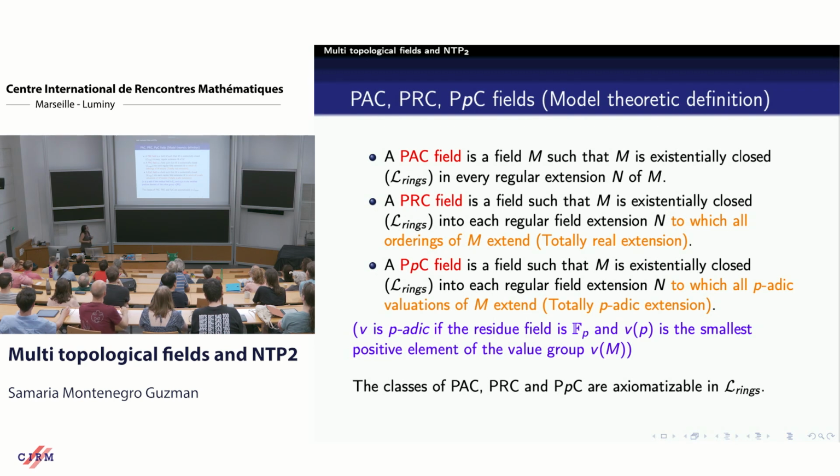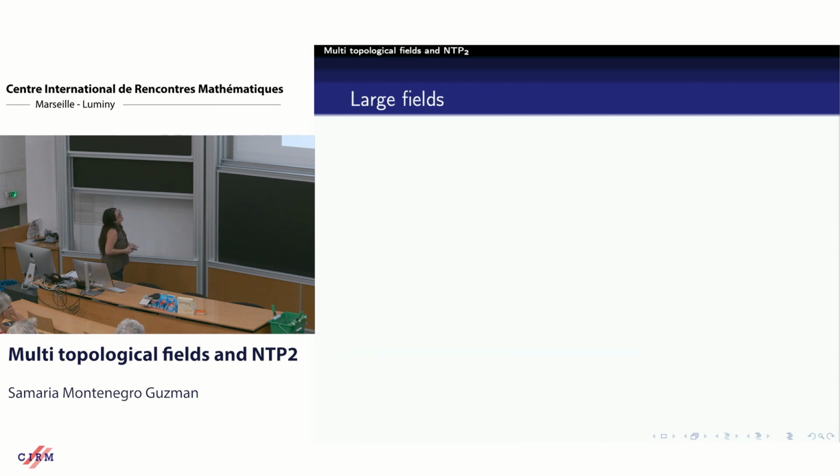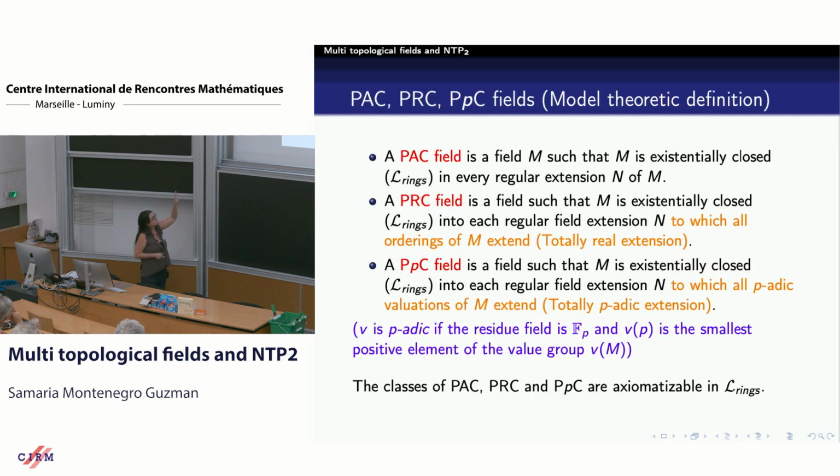So these classes are in fact axiomatizable. It's not completely trivial, it's not trivial at all in the Lancaster rings, okay? So what do we want? We like these fields, and we want to work in this kind of fields and maybe in other different examples in the same context, okay? It's not new, there were people who did something like that.